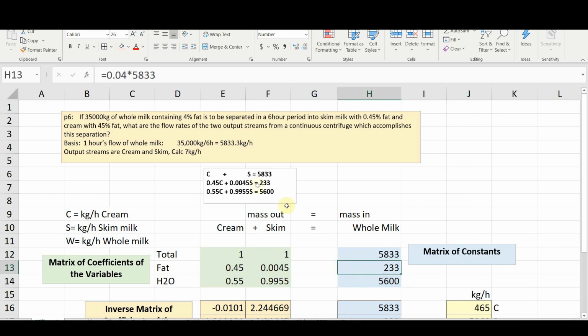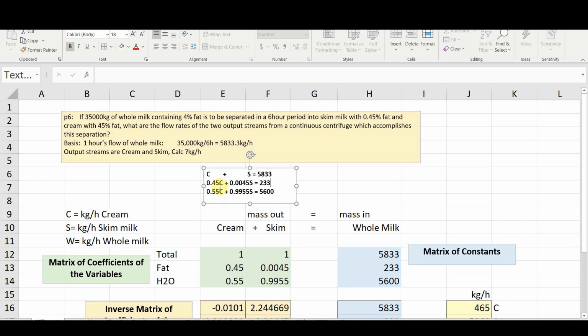So here I've written 5833 is the total mass of whole milk, and 4% of that will represent fat, and that number is 233. So I put that here. We can also write a third equation. We don't really need it, but let's do it for sake of completion. We can write a third equation describing the flow rate of the non-fat. Now I've just called it water.